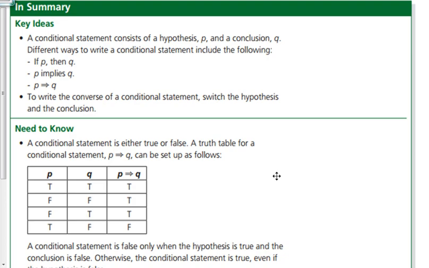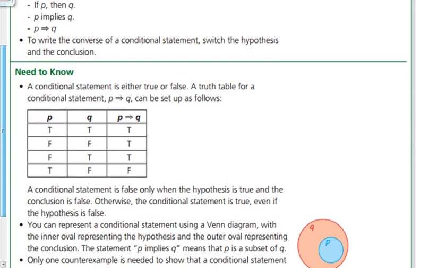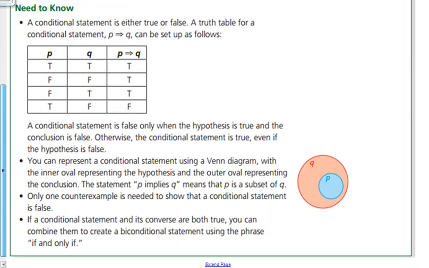So in summary, a conditional statement consists of a hypothesis P and a conclusion Q. The different ways to write a conditional statement include the following: if P, then Q, P implies Q, or P implies Q with the fancy arrow. To write the converse of a conditional statement, switch the hypothesis and the conclusion. Some things you need to know. A conditional statement is either true or false.